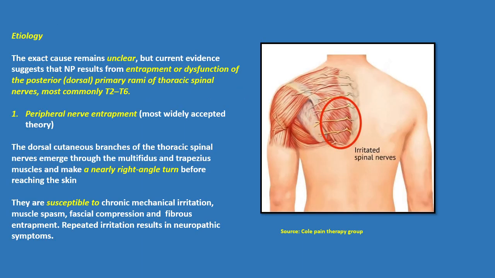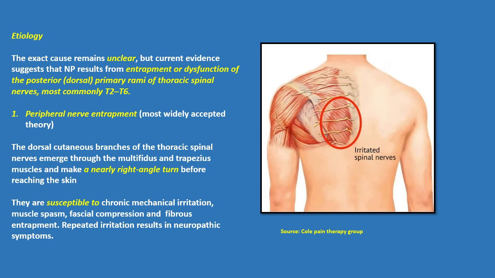Etiology. The exact cause remains unclear, but current evidence suggests that notalgia paresthetica results from entrapment or dysfunction of the posterior primary rami of the thoracic spinal nerves, most commonly from T2 to T6. Number 1, peripheral nerve entrapment, which is the most widely accepted theory.